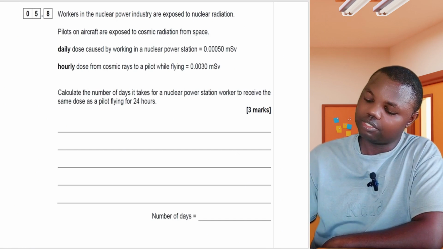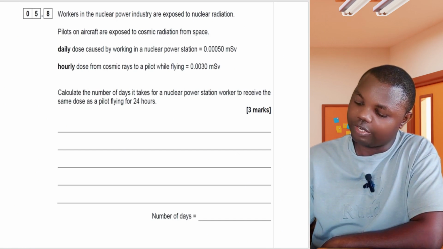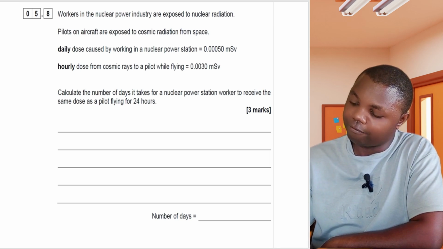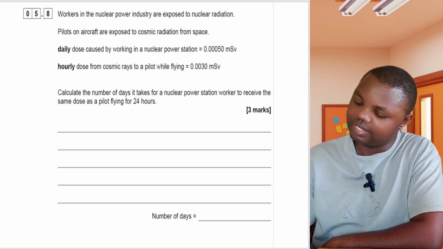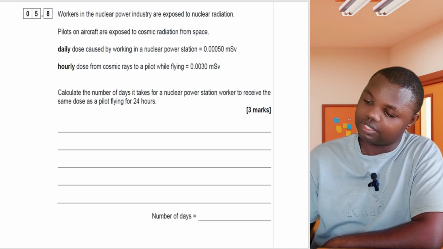And here is the last question. Workers in the nuclear power industry are exposed to nuclear radiation. Pilots on aircraft are exposed to cosmic radiation from space. Daily dose caused by working in a nuclear power station is 0.00050 millisieverts. Hourly dose from cosmic rays to a pilot while flying is 0.0030 millisieverts. Calculate the number of days it takes for a nuclear power station worker to receive the same dose as a pilot flying for 24 hours.